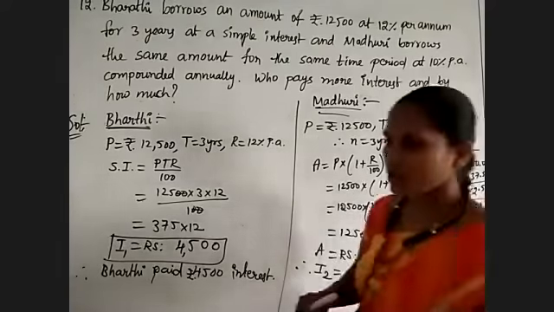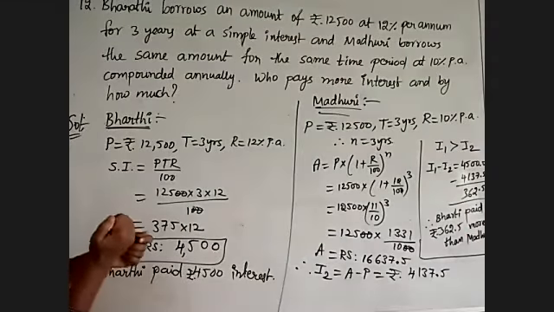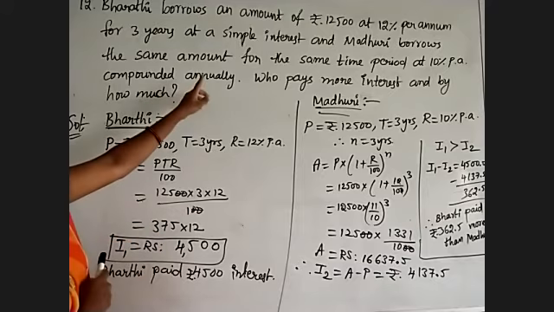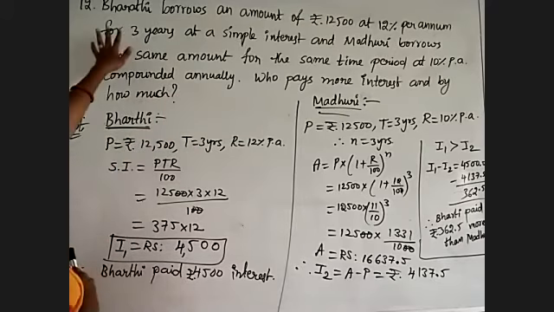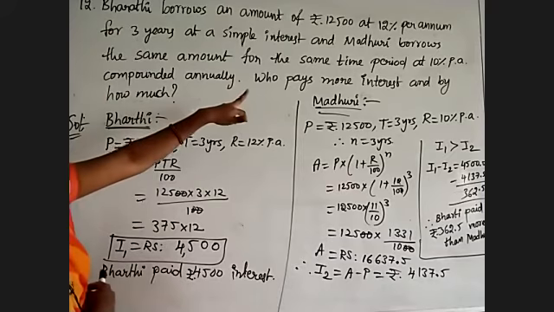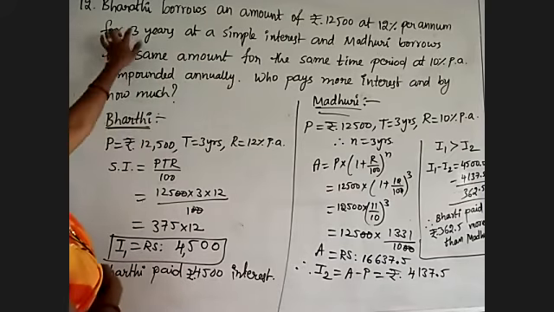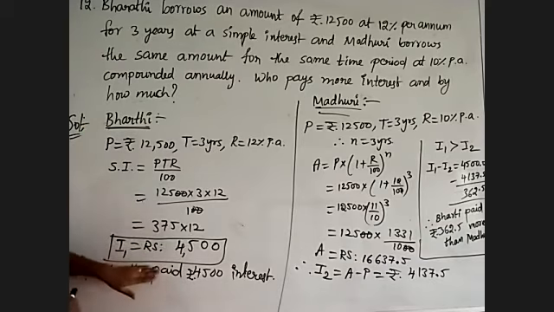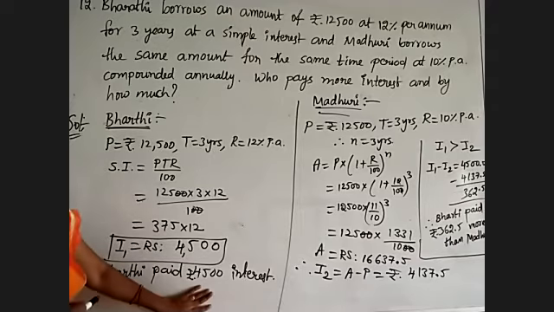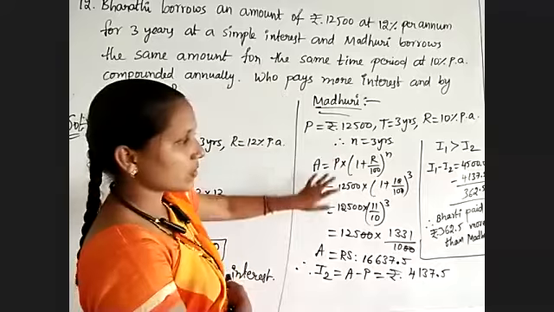Okay, observe the question once again. According to the given question, it is very clear that we need to find out simple interest as well as compound interest for different persons. Bharati borrowed 12,500 rupees at 12% per annum for 3 years. It's simple interest. Means in case of Bharati, we need to find out simple interest. So by using the formula and the given values, we got simple interest paid by Bharati is equal to 4,500. Coming to Madhuri, in this case, the rate of interest was changed.